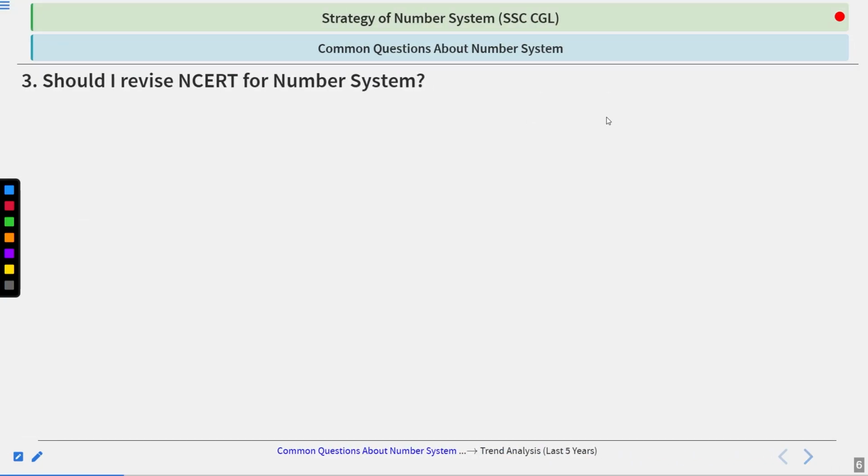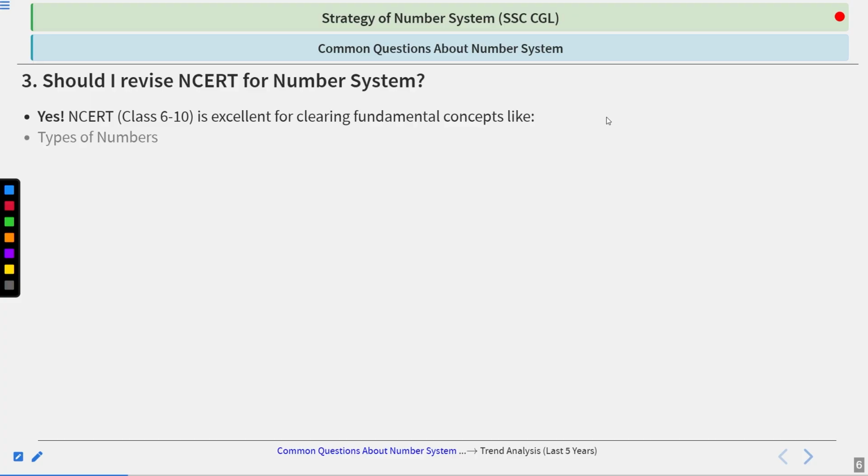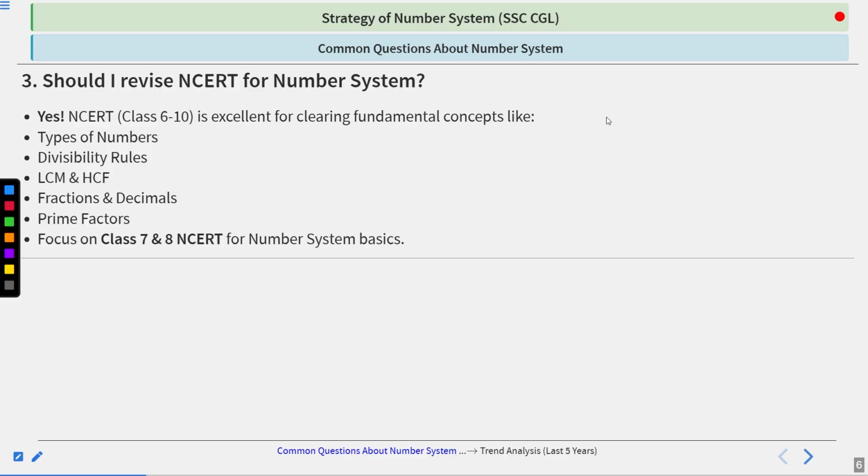Next one is, should I revise NCERT for number system? So yes, NCERT from 6 to 10 is excellent for clearing fundamental concepts like types of numbers, divisibility rules, LCM HCF, fractions and decimals, prime factors. Focus on class 7 and 8 NCERT for number system basics.